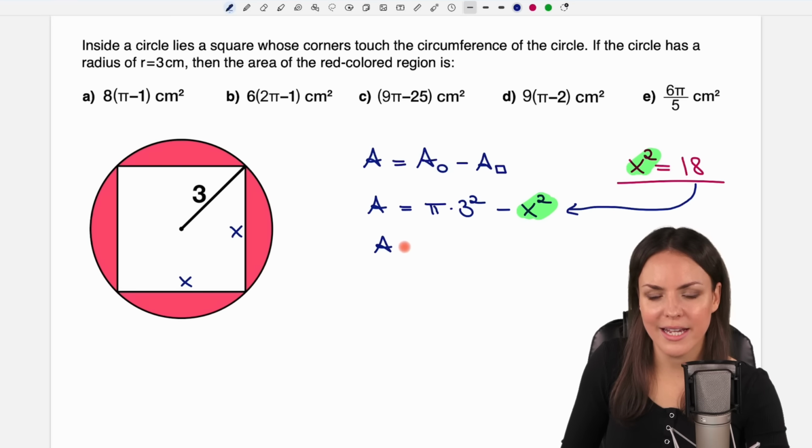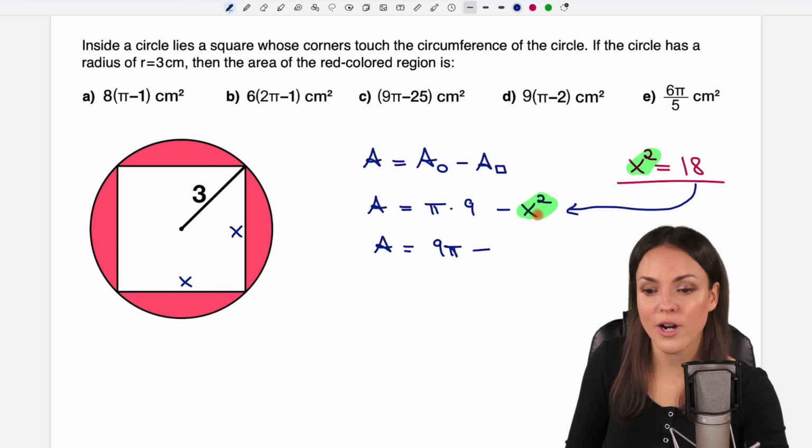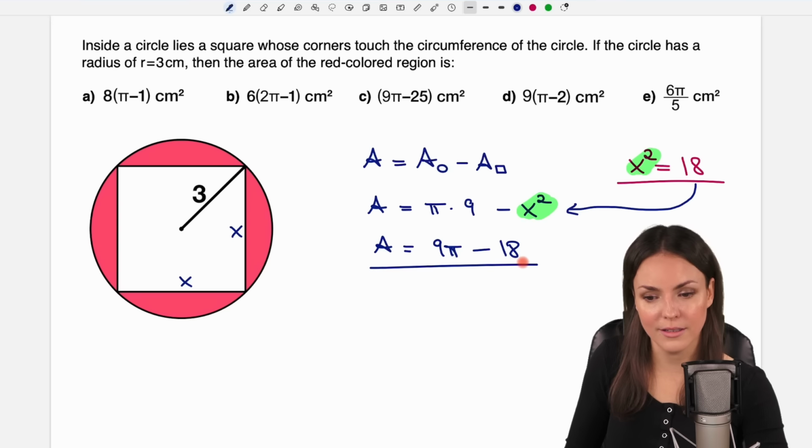So our area is, we can simplify this part here, 3 squared, 3 times 3 equals 9, and then I like to switch these two, so write it as 9 pi, and subtract x squared equals 18, so we subtract 18. This is our result, and now we have to figure out if it's A, B, C, D, or E.